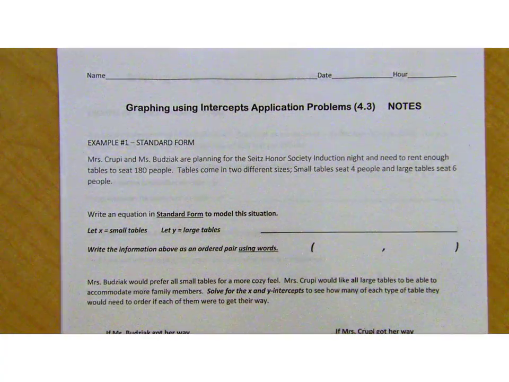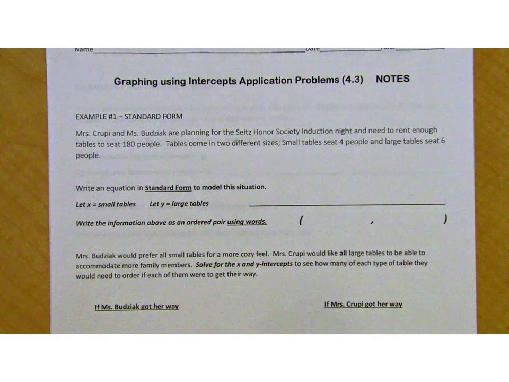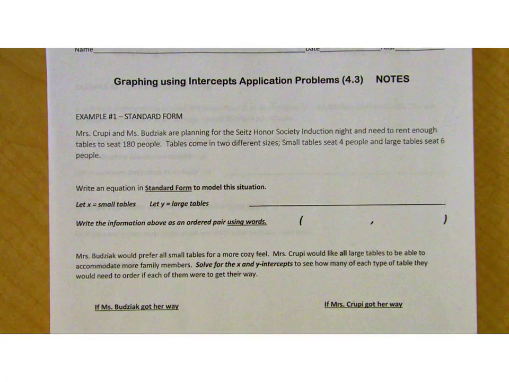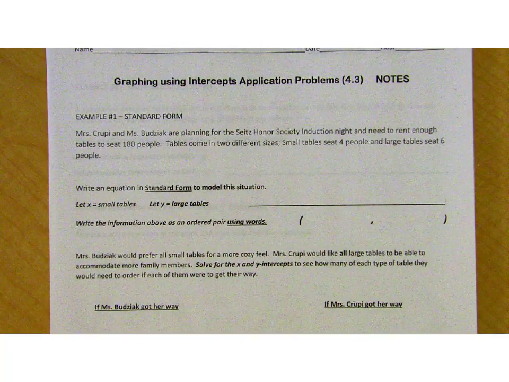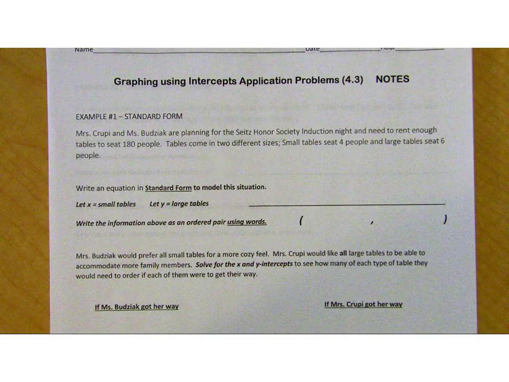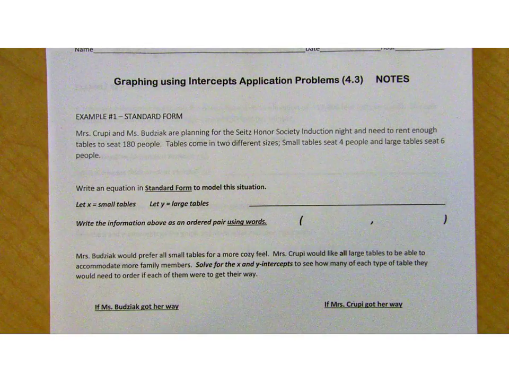But they were having a little bit of a debate. Miss Budziak said, I want small tables, all small tables. I don't want any large tables, too big. Too many people will be talking if there's too many large tables, right? So 4 to a table and no more. Miss Krupe said, well, what about families who have big families? We got to have 6. I want all large tables and no small. See where I'm going with this? It's intercepts, right? Do you realize that an intercept means when 0 is in one of those two spots, it means all of something and none of the other, right? So today we're going to interpret what those intercepts mean.